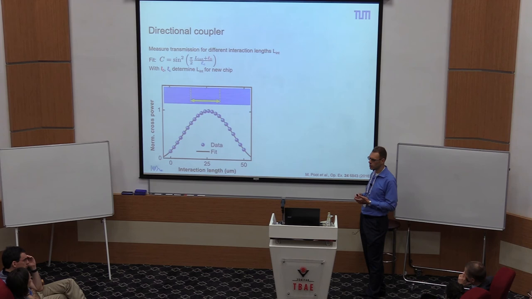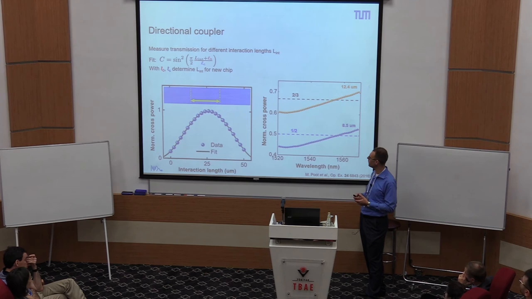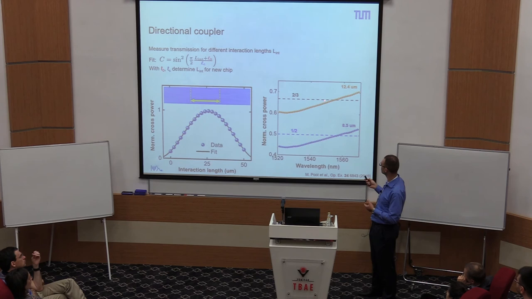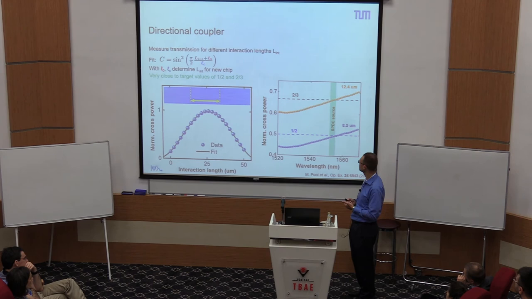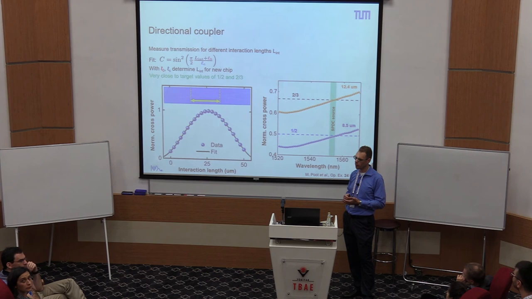So this is chip number one. We then use these values. We make chip number two. And then we get this plot here, where the goal was to reach 50-50 and 67-33 beam splitters with these interaction lengths. And then you can see that at the wavelength where our single photon source operates, we are actually very close to those values. So this is, of course, just a single directional coupler. So can we make more complex circuits?